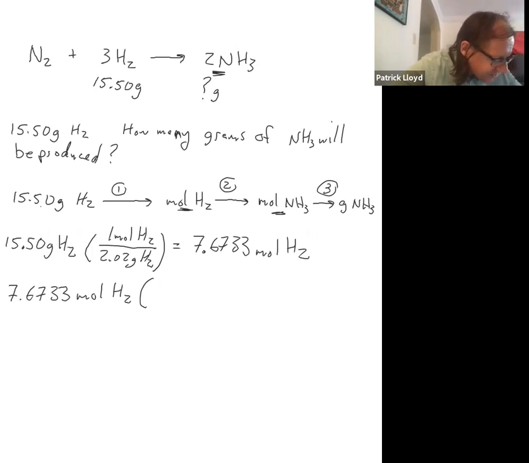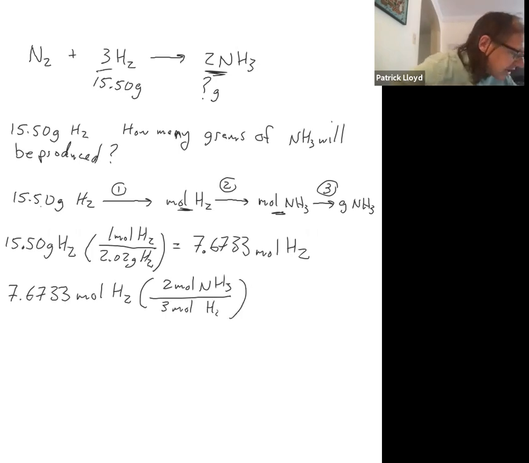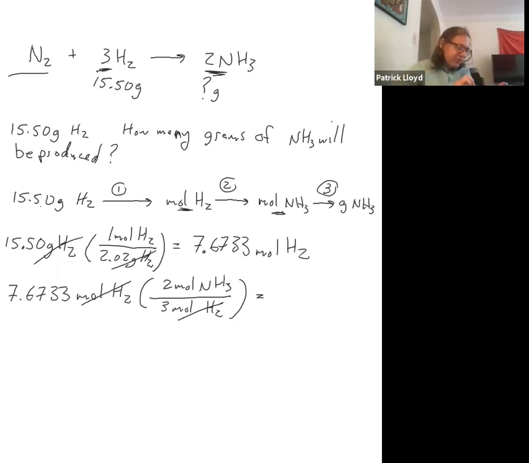We want ammonia, so that's 2 moles of ammonia for every 3 moles of H2. Be careful, right? It's not 2 over 1. If it were nitrogen, it would be a 1, but it's hydrogen, so it's a 3. So the moles of hydrogen cancel, just like grams of hydrogen canceled here. I forgot to mention that. And you're going to get moles of ammonia. So just multiply by 2/3, and you've got 5.1155 moles of ammonia. Okay.